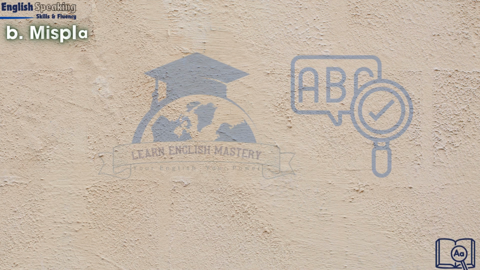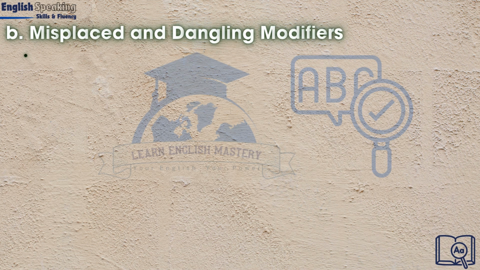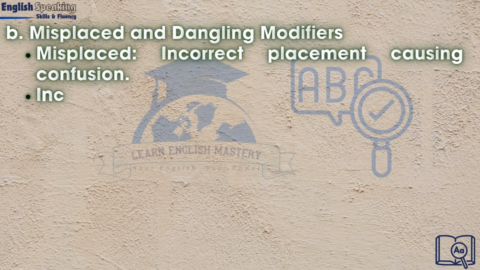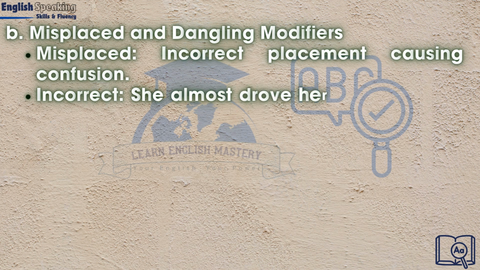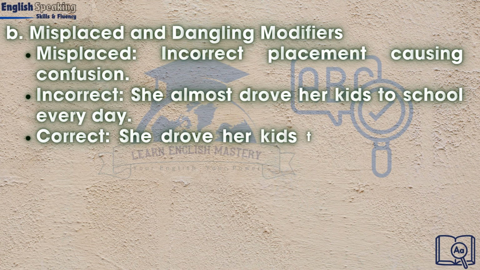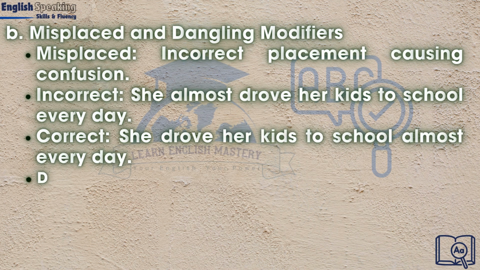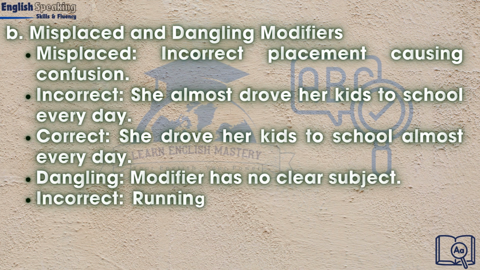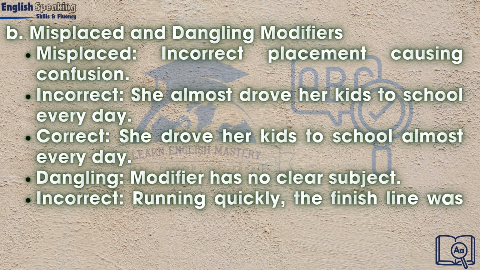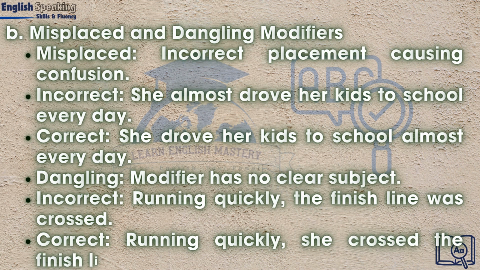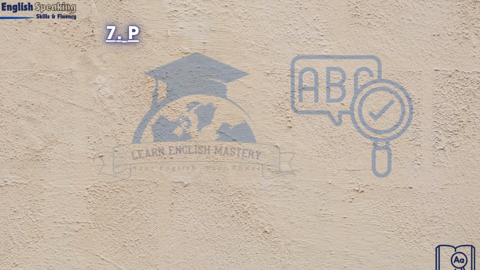B. Avoid misplaced and dangling modifiers. Misplaced: incorrect placement causing confusion. Incorrect: She almost drove her kids to school every day. Correct: She drove her kids to school almost every day. Dangling: the modifier has no clear subject. Incorrect: Running quickly, the finish line was crossed. Correct: Running quickly, she crossed the finish line.